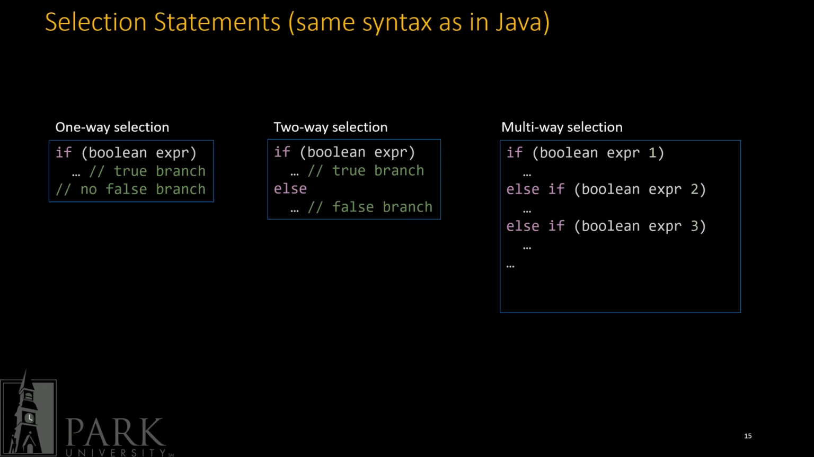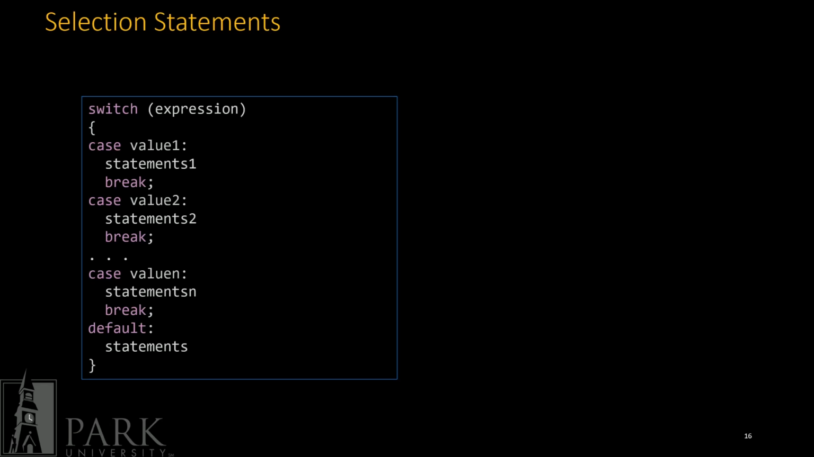And then multi-way selection is where we have a number of options available to us. If this first thing is true, do this. Otherwise, check some other condition. If that thing is true, do that. Otherwise, check this third condition, and so on and so forth. This is called a multi-way selection. Now, another type of multi-way selection, of course, is our switch statements. And again, this is identical to Java.